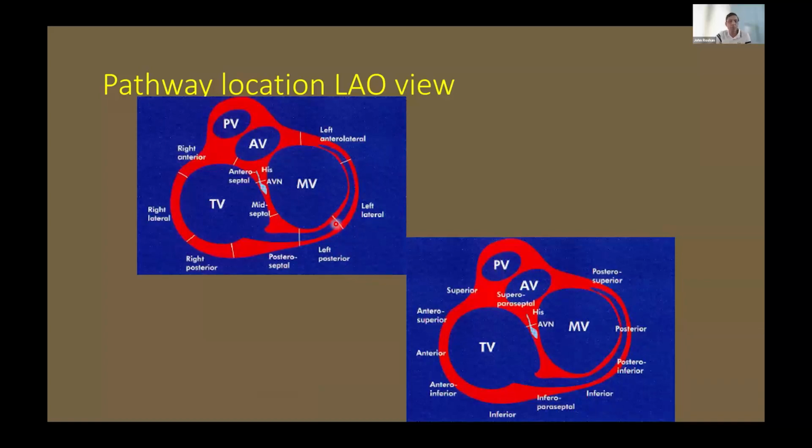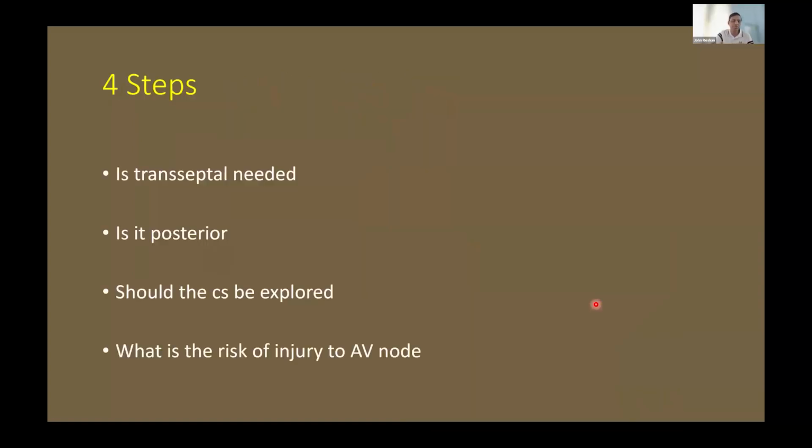Sirish has already been through it, where you talk about left anterolateral pathways, left lateral pathways, left posterior pathways. And then the septal pathway is being divided into anteroseptal, midseptal, and posteroseptal. And then you have the right lateral, right anterior, and right posterior pathways. But in true sense, we're talking about posterior, inferior, and anterior and superior pathways. So the real terminology is different, and it helps to know this because that is what will help you understand how the vector gets activated with regards to the leads that are placed.